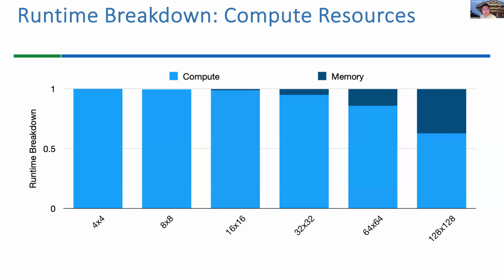The figure shows the runtime breakdown between compute and memory for all systolic sizes running that matrix multiplication kernel. The x-axis of the figure is the systolic array size, and the y-axis is the percentage of compute versus percentage of memory in the runtime. As we can see, in the 128 by 128 configuration, memory runtime is about 40% of the overall runtime, which explains the breakage of the performance scaling we saw previously.